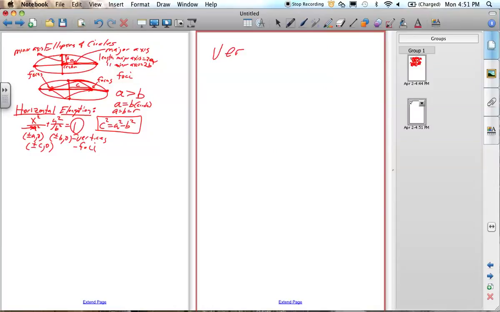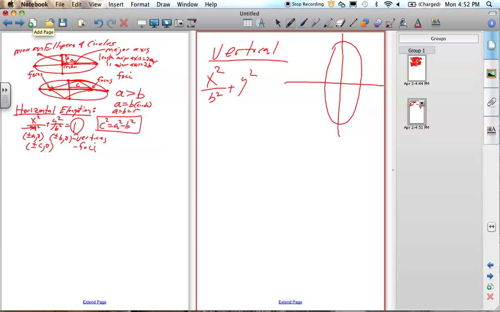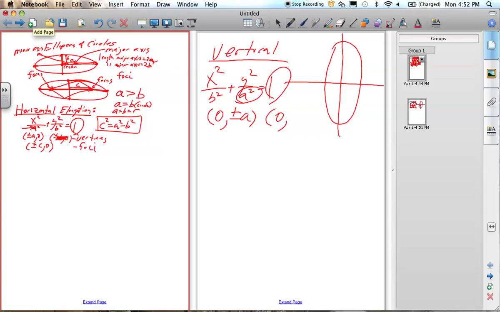For vertical, in other words, my major axis doesn't look like this. Now it looks like this, where my major axis is vertical. Again, a couple things, it's equal to 1, and my larger number now is under y. Okay. My vertices here are going to be at 0, plus or minus a. 0, excuse me. I think I screwed up on this one right here. This one should be 0 plus or minus b, because the minor will be in the y direction.